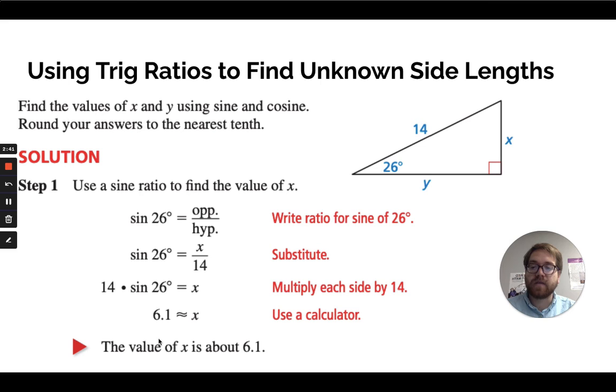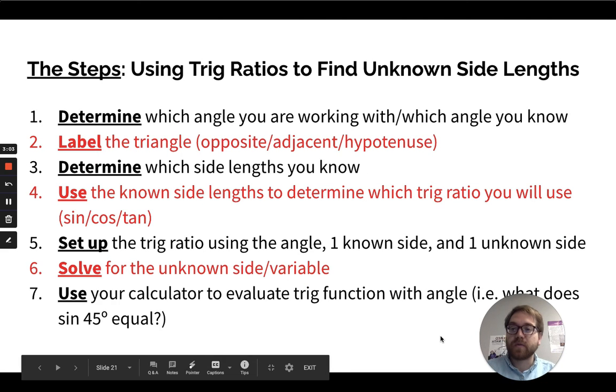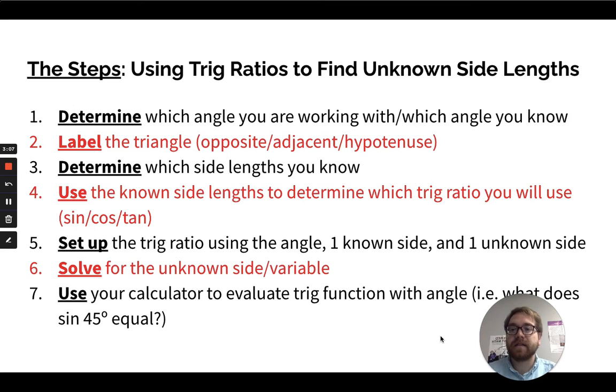This is the process you'll be going through in order to figure out what these unknown sides are. So here are the steps written out. This is how it works for all of the problems that you'll be encountering in this lesson. You'll first want to determine which angle you are working with, which angle you know. That'll be really obvious in the problem. And then it might be helpful to label your triangle: which side is the opposite, which is the adjacent, which is the hypotenuse, if that's not easy for you to recognize. And then determine which side lengths you know. Again, that'll be really obvious. It'll be the sides that have values.